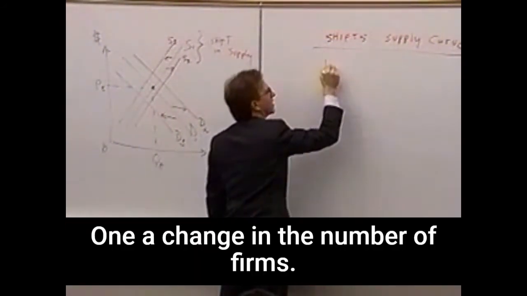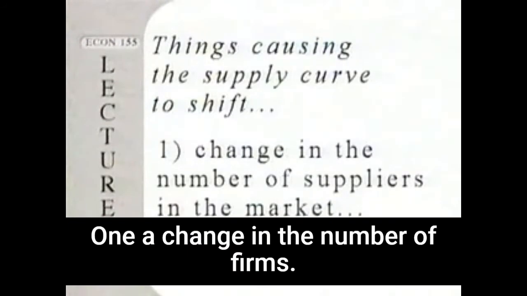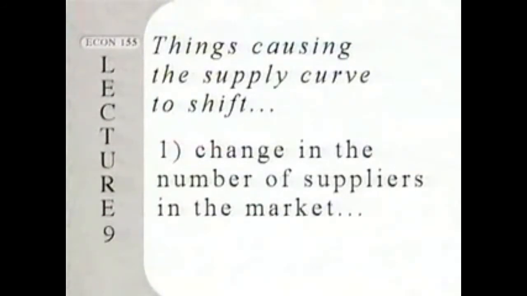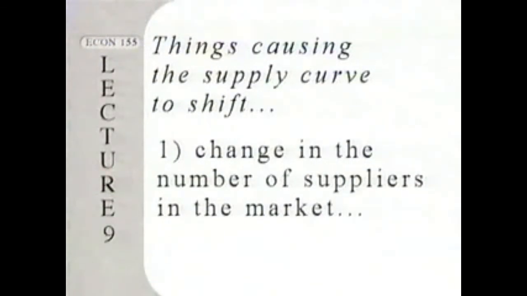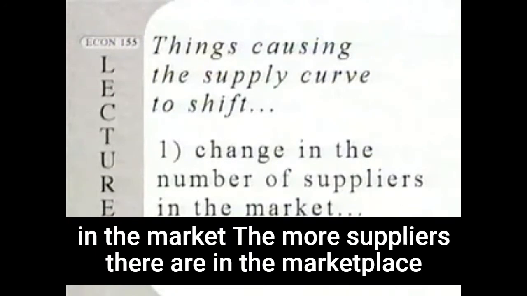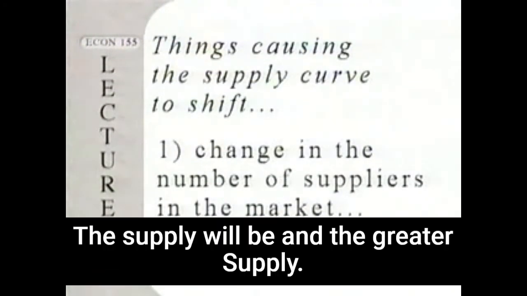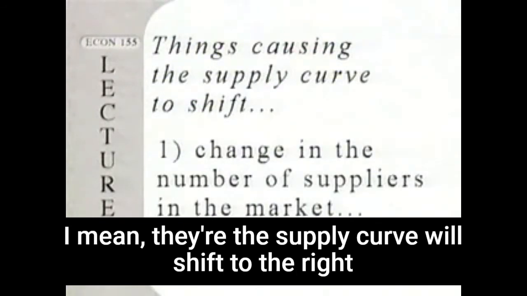One, a change in the number of firms. Or let's say the number of suppliers in the market. The more suppliers there are in the marketplace, the greater the supply will be. And the greater the supply, I mean the supply curve will shift to the right.